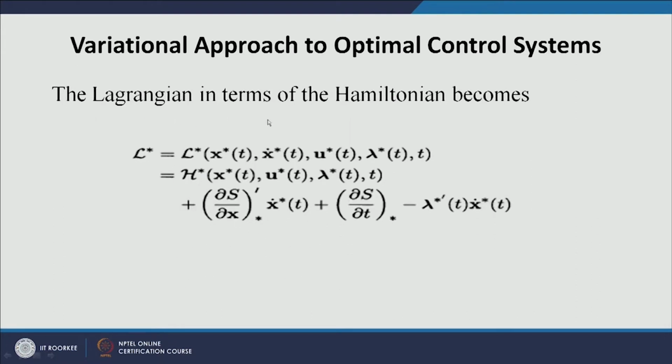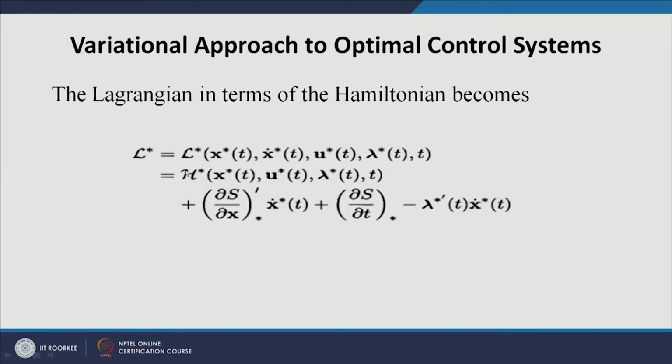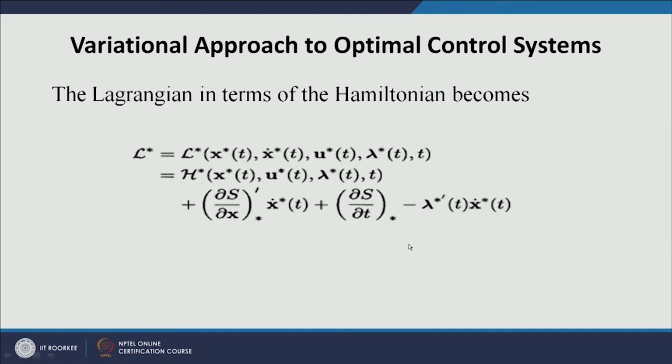So, in terms of Hamiltonian, if I define my Lagrangian, which is nothing but H, it will include V plus lambda prime f, and what is left? Del s by del x x dot, del s by del t, minus lambda prime x dot t. So, H is defined as my V plus lambda prime f, and these three terms are left out from this: number 1, number 2, and the third is x dot multiplied with lambda prime. So, we can define my L in terms of H.